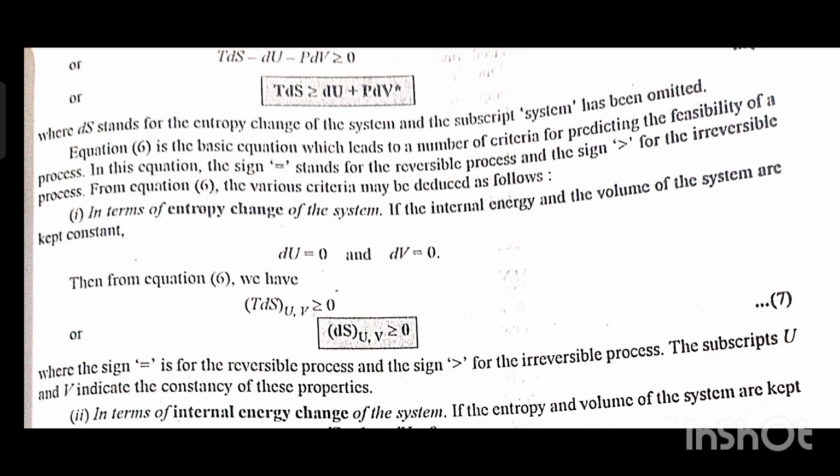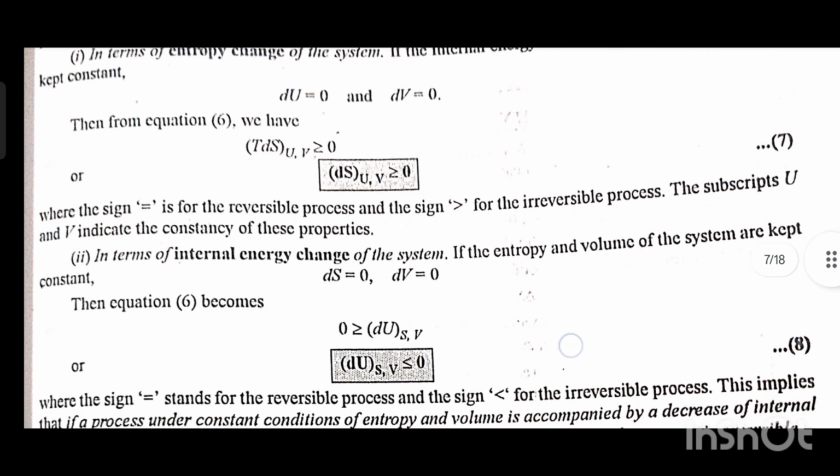Equation 6 is the basic equation which leads to a number of criteria for predicting the feasibility of a process. In this equation, the sign equal stands for the reversible process and the sign greater for the irreversible process. From equation 6, the various criteria may be deduced as follows. Number 1, in terms of entropy change of the system, if the entropy, internal energy and the volume of the system are kept constant, dU is equal to 0 and dV is equal to 0.